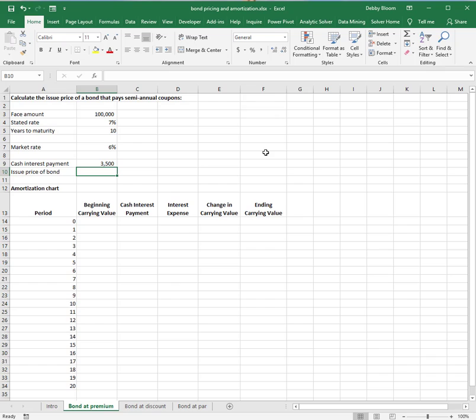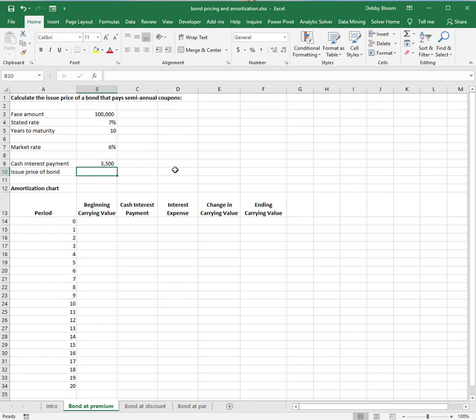Now let's calculate the issue price of the bond, which is going to be the present value of the cash payments. What we're going to do is take the present value of $3,500 every 6 months for 10 years, plus $100,000 at the end of 10 years, all at a market rate of 6%. We can now forget the 7% stated rate, because the 7% stated rate is only used to calculate the cash interest payment, not the issue price of the bond.